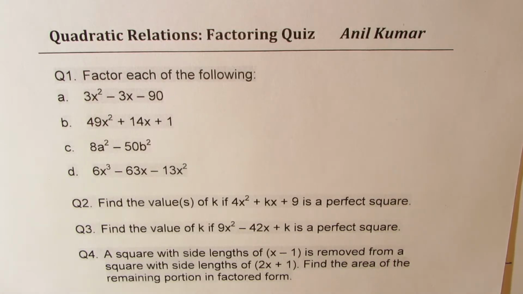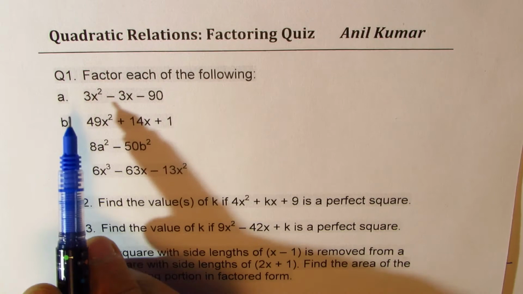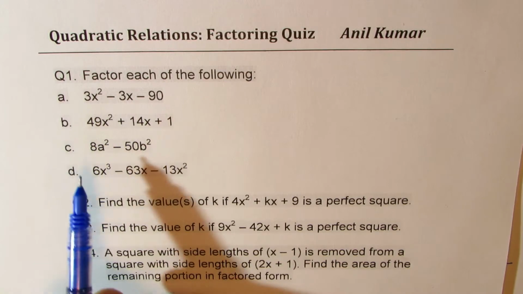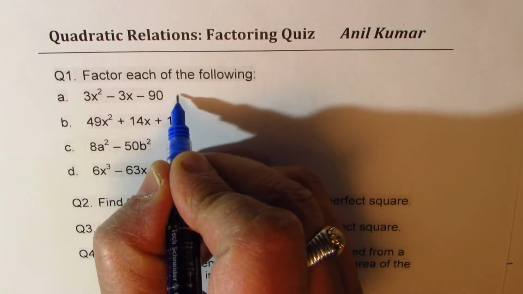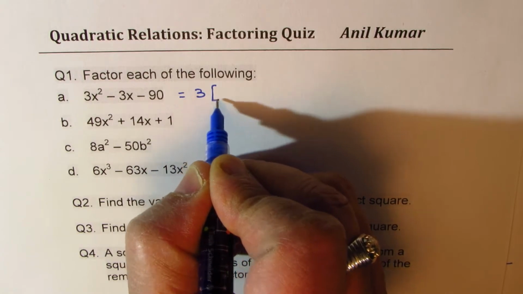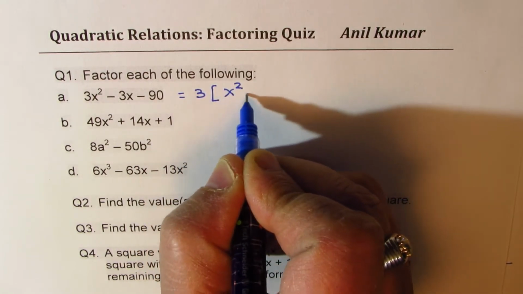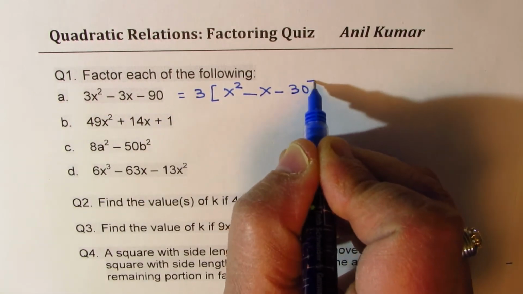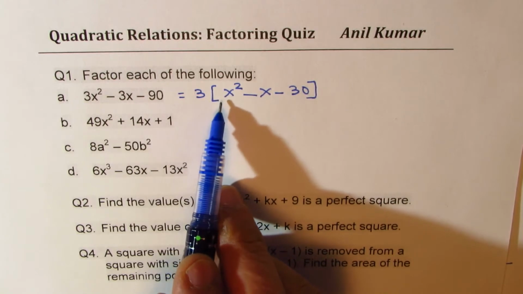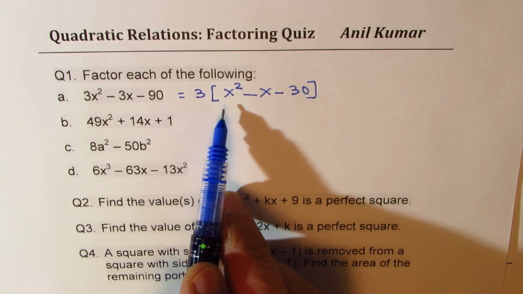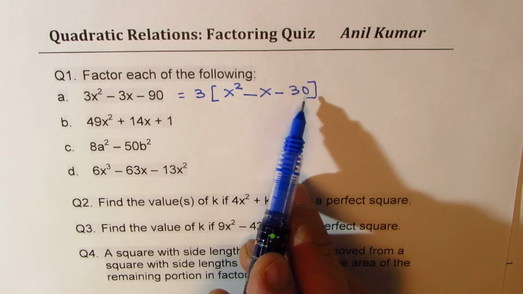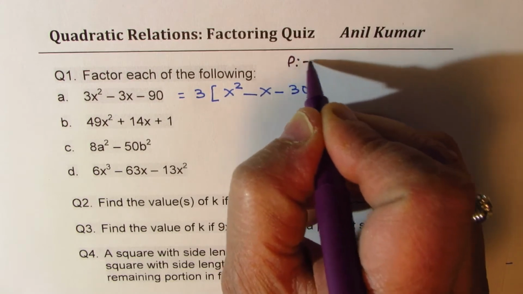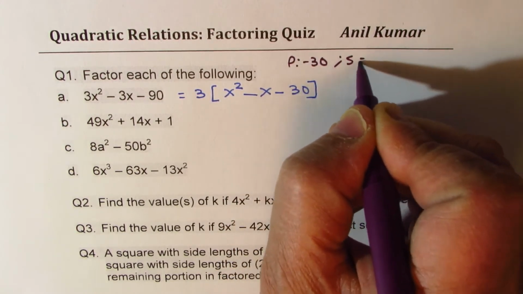Question number 1. Factor each of the following. We have 3x squared minus 3x minus 90. As you can see, in this particular trinomial, 3 is a common factor. So we can factor out 3, getting x squared minus x minus 30, 90 divided by 3 being 30. Now this is the trinomial where the leading coefficient is 1. So we are looking for product of minus 30 and sum of minus 1, right? So we are looking for product of minus 30 and sum of minus 1.